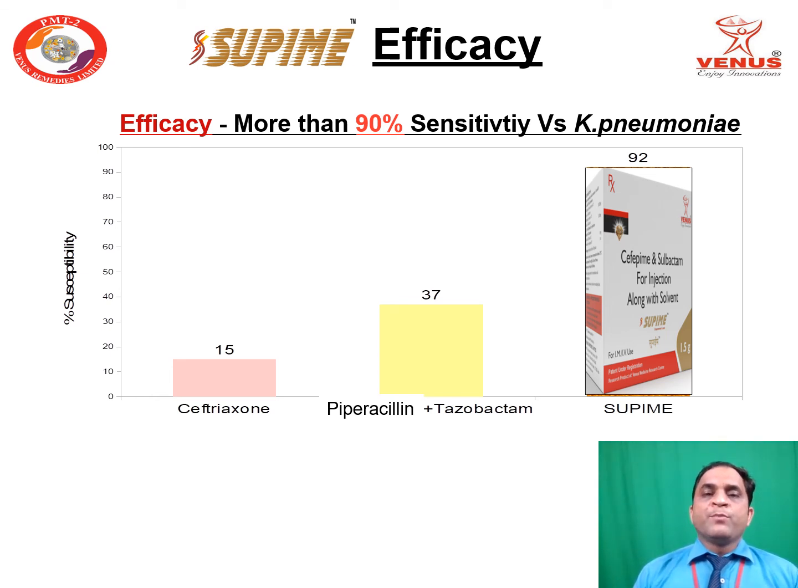Next bacteria, Klebsiella pneumoniae: more than 90% sensitivity. Through this graph you can see that because of resistance against Klebsiella pneumoniae, piperacillin tazobactam is showing just 37% sensitivity. In the same scenario, Supine shows more than 92%, approximately 92% sensitivity against Klebsiella pneumoniae.